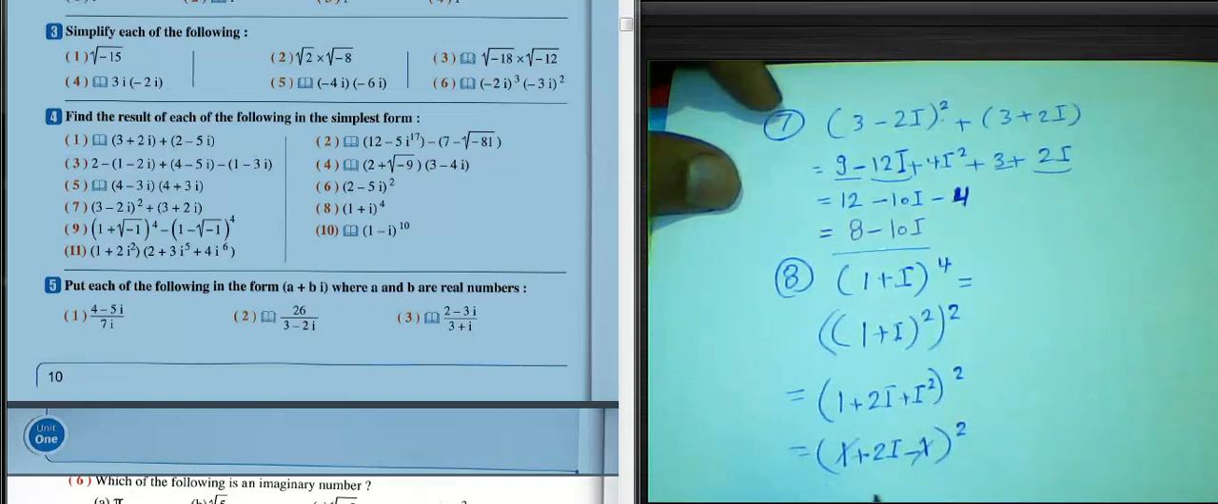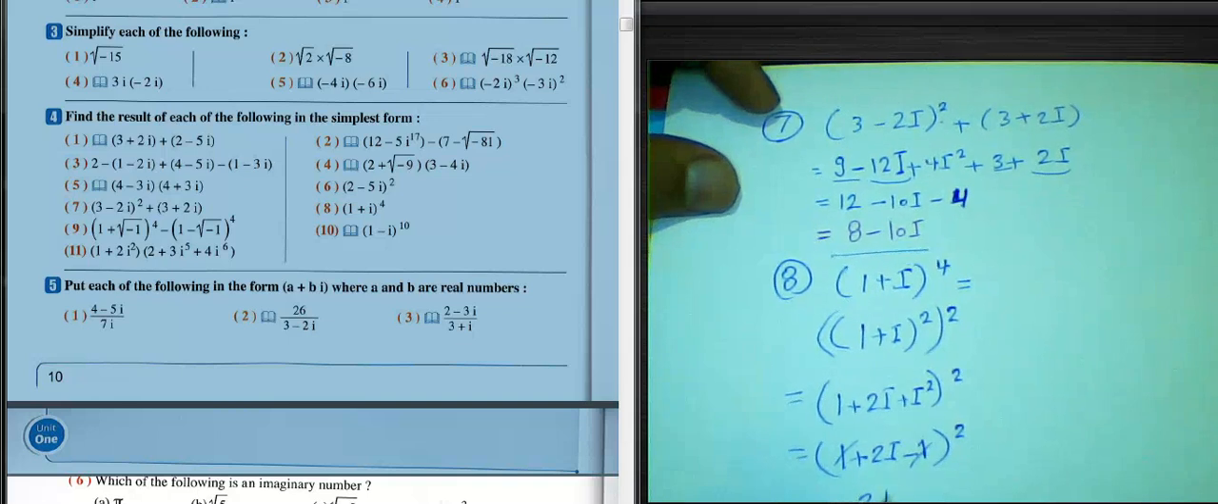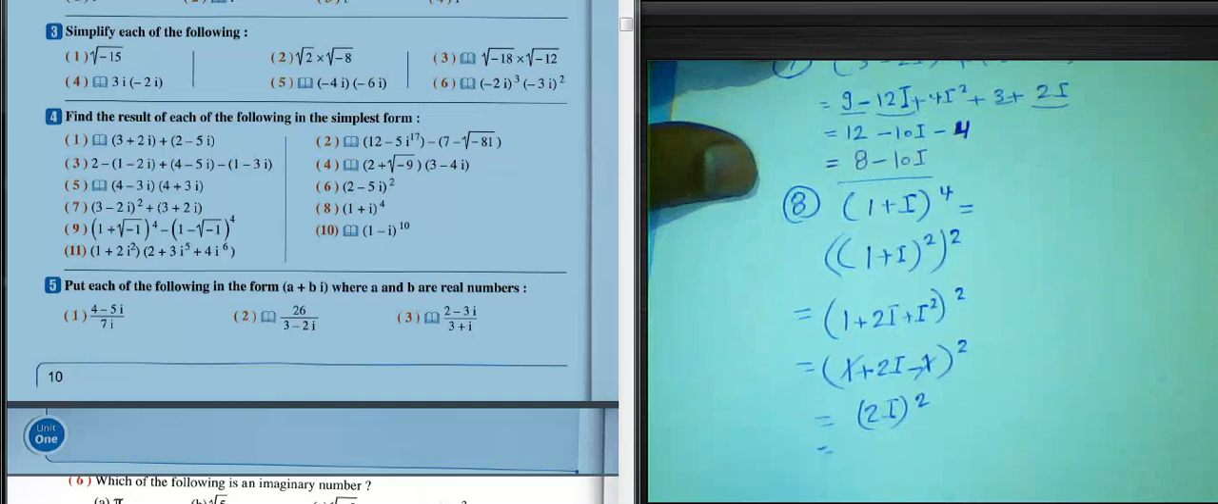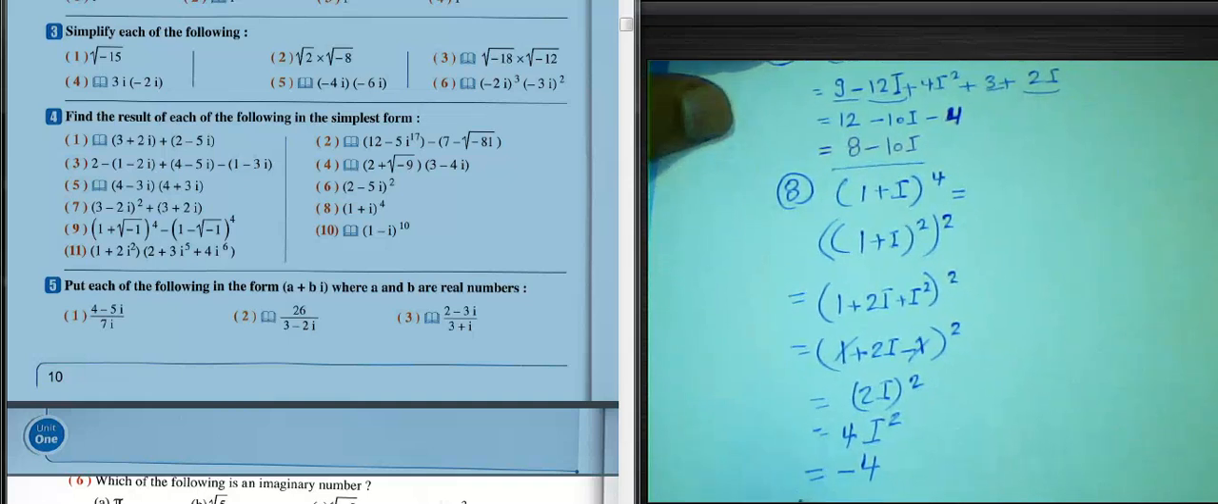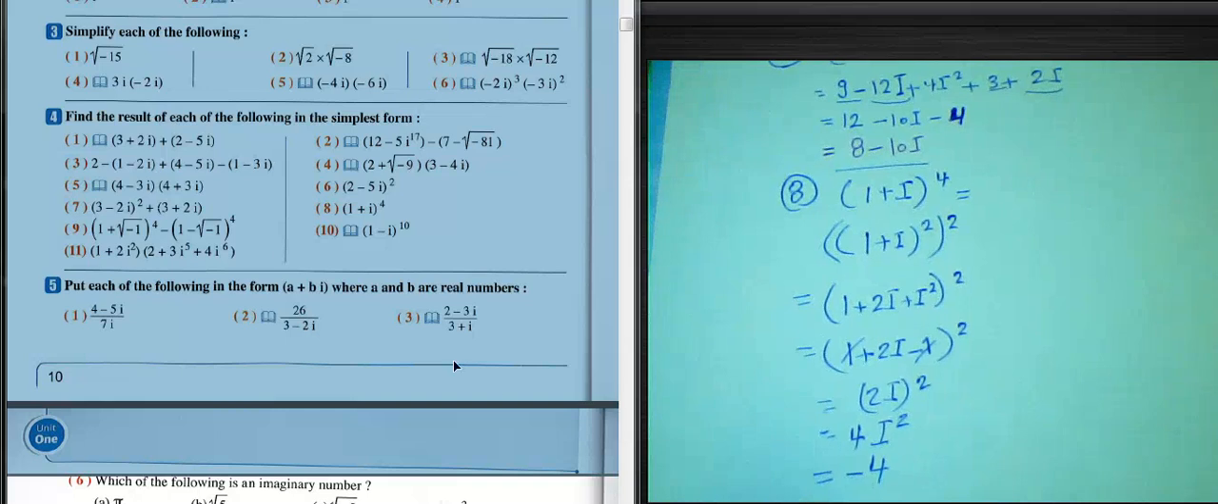So the result will be 2i to power 2. 2 power 2 equals 4. i power 2 equals negative 1. The result will be negative 4. It's okay.